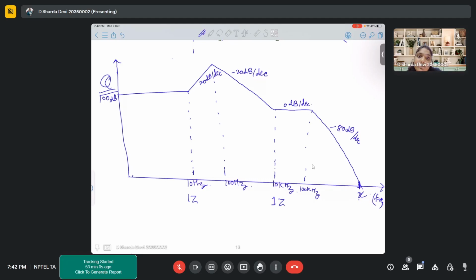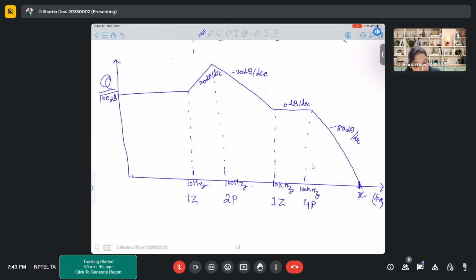Okay, wait. No, at 100 hertz, 2 poles. And what about at 100 kilohertz? Yes, 4 poles. 4 poles, right? Okay, so you got it correct.